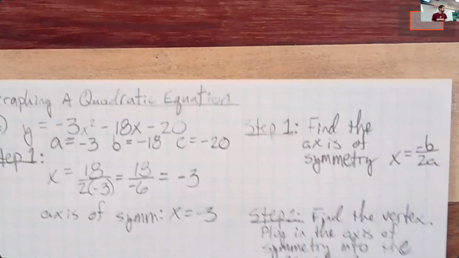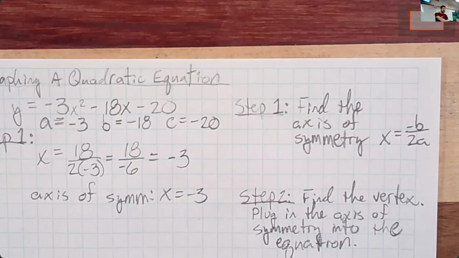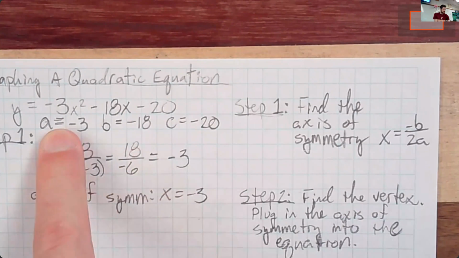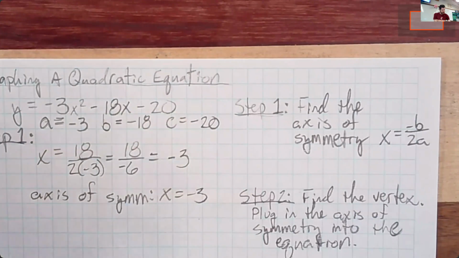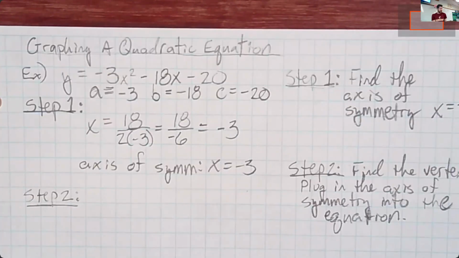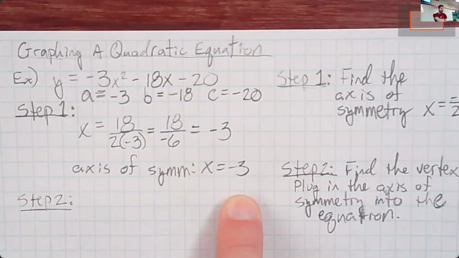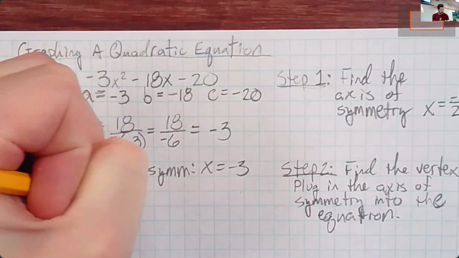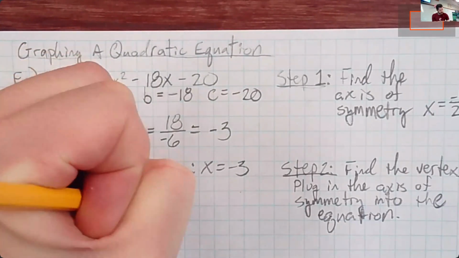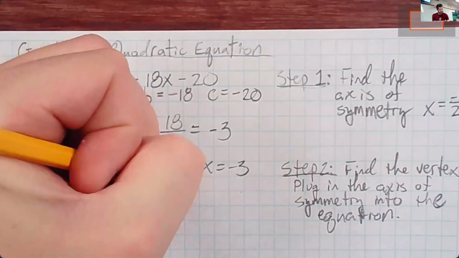Substitute. So we're going to substitute the axis of symmetry, negative 3, into the equation that we have up here, negative 3x squared minus 18x minus 20. That's step 2. So over on the left, we're going to write step 2. And so we're going to take our value of negative 3 and plug it in for x in this equation up here. So we're going to say y is equal to negative 3 times negative 3 squared minus 18 times negative 3 minus 20.